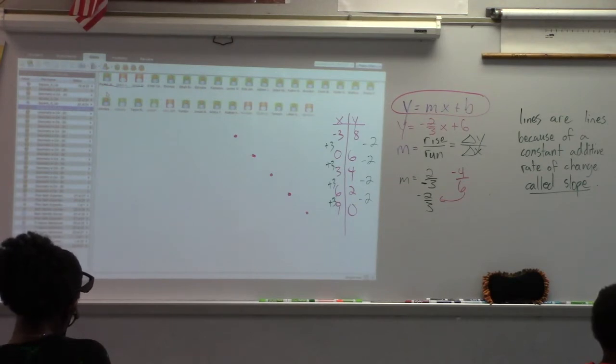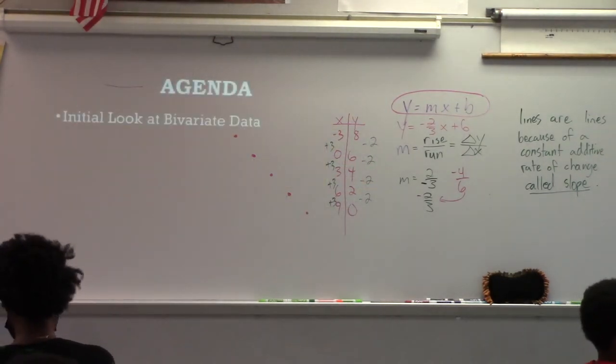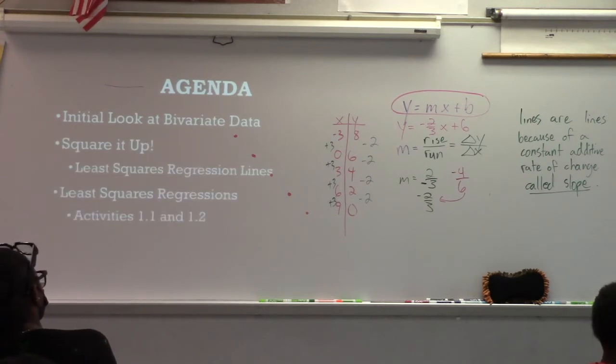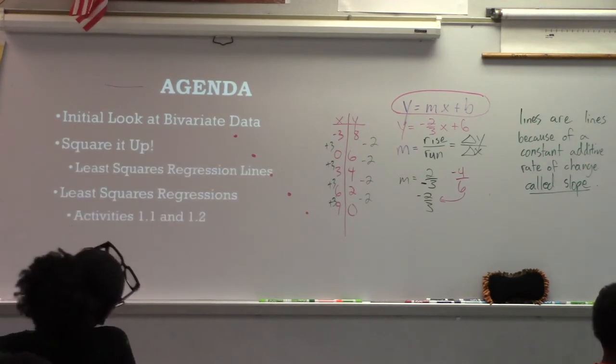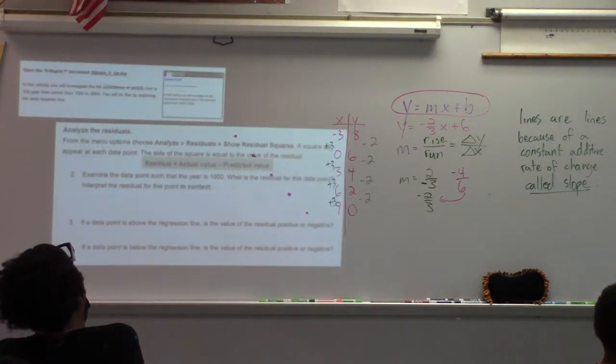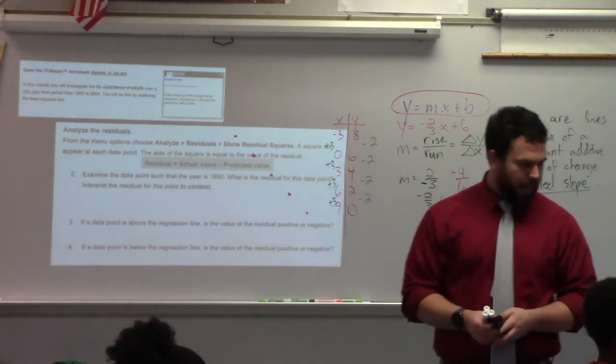Okay. Alright. So here's our agenda. We're going to keep looking at bivariate data. We're going to finish up Squared Up and then get back to the lessons from the book today. You should have this Squared Up task out on your desk. You need your Squared Up task out on your desk.